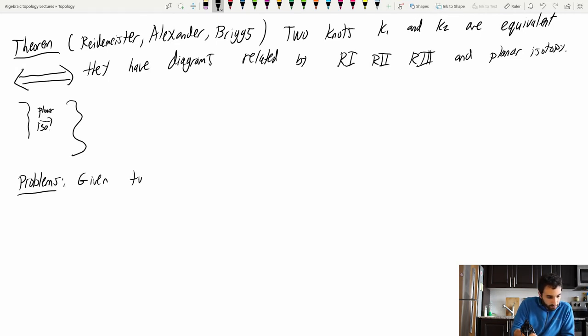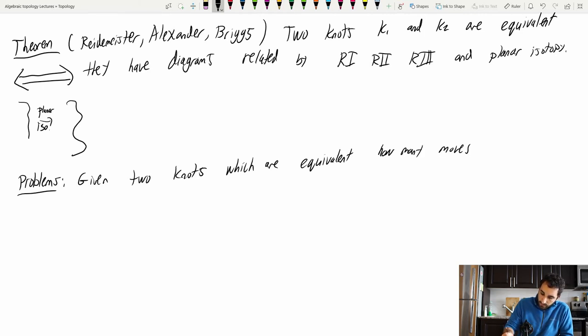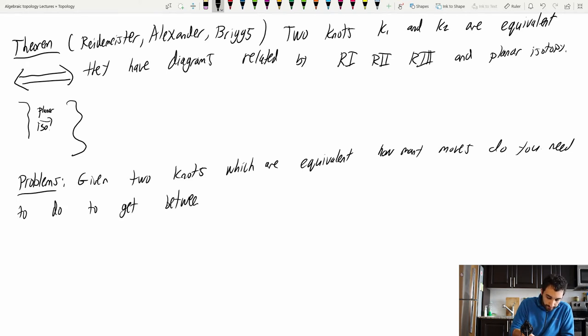Well, given two knots, which are equivalent, how many moves do you need to do to get between them? In other words, when should you give up trying to do moves? And it turns out that this is a very, very hard mathematical problem. We do actually have some results in this direction, but the number of moves outnumbers the atoms in the universe by a huge margin.